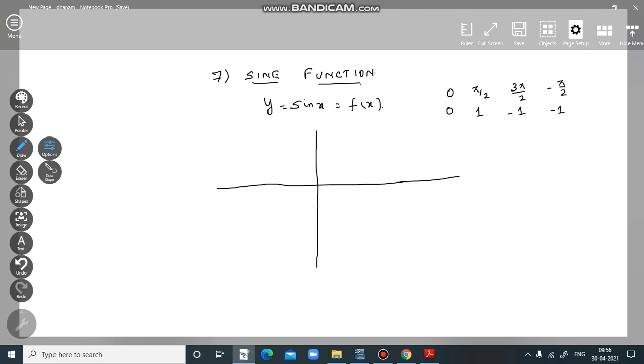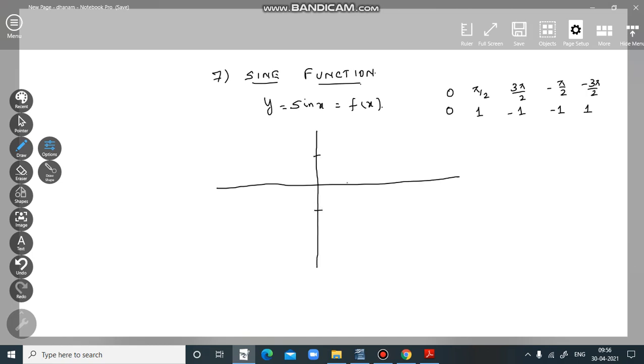Also note that sine is an odd function. Therefore, sine of minus pi by 2 will be minus sine pi by 2, which is minus 1. And for minus 3 pi by 2, it will be minus of minus 1, so plus 1. So let us now see how the graph will look.